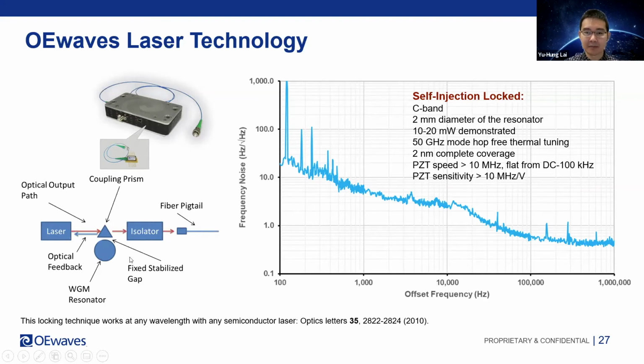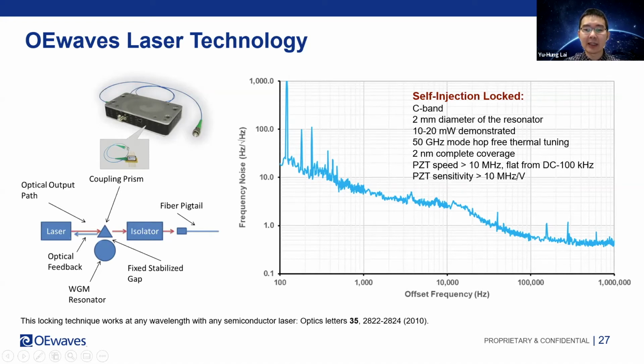of our laser. So here we show our measurement result by our OPNTS at 1550 nanometer laser development. As you can clearly see, this C-band laser actually uses a 2 millimeter diameter resonator. And we demonstrate 10 to 20 milliwatts of output power. We can tune the laser with 50 gigahertz mode-hop free. And also, if we want full coverage, we can achieve 2 nanometer complete coverage.